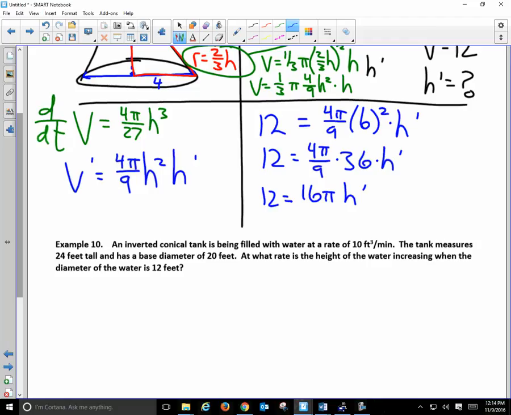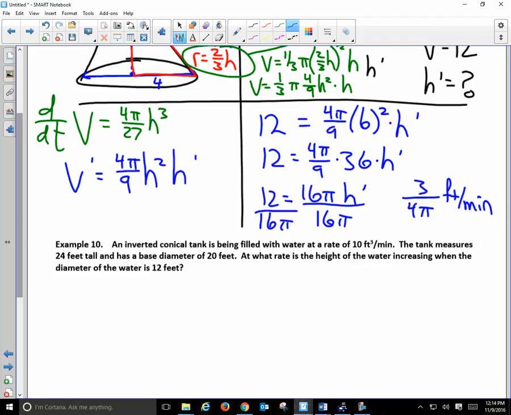Divide both sides by 16 pi. 12 over 16 would be 3/4. So 3 over 4 pi. And then what is our label? Feet per minute. Good.